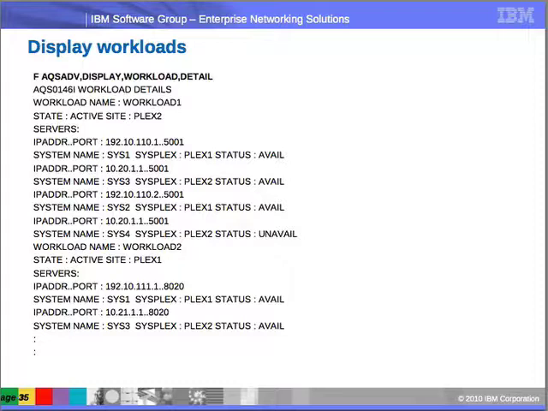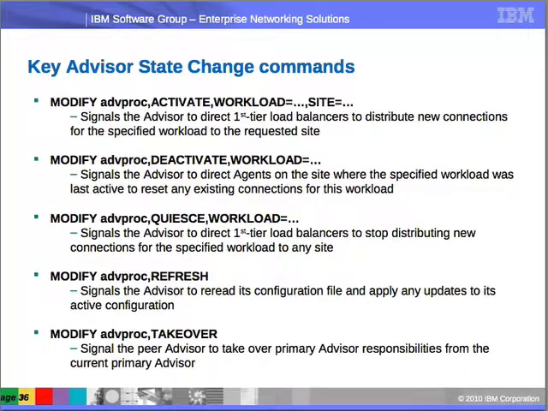Some of the key advisor state change information are state change commands that I wanted to highlight. The first one is an activate command. As I mentioned, part of directing a load balancer to say which site a workload is currently directed to is done via this modify activate command. We say which workload we want to activate and which site we want to send it to. Once that command is issued, the advisor goes out to the first tier load balancers and says, any connections for this workload now go to the site specified on this activate command.